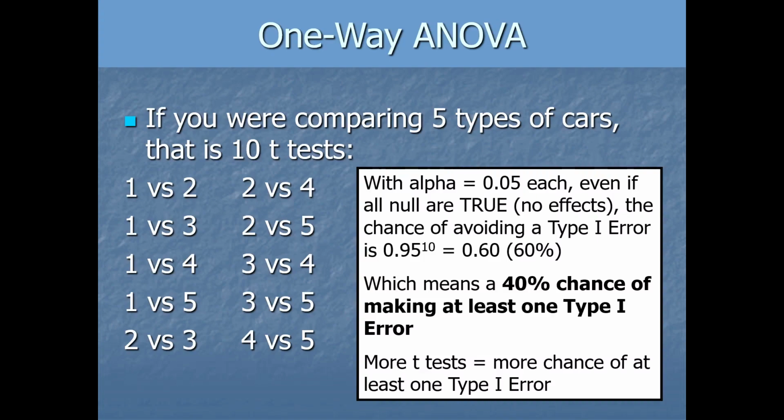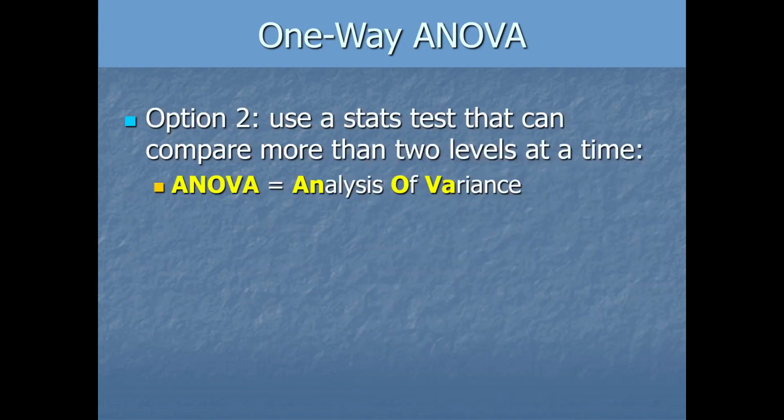So doing a whole bunch of individual t-tests to make each set of possible comparisons, it just isn't a great strategy. And that's why we developed a better option. We can use a stats test that can compare more than 2 levels at the same time.